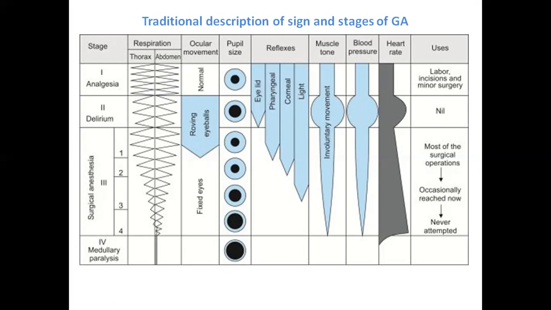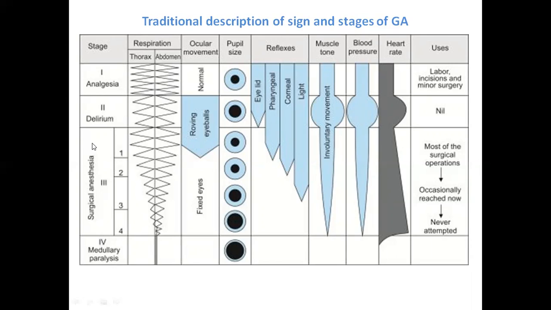After that, stage 2, or we can say the excitement or delirium stage. This period extends from the loss of consciousness through a stage of irregular and spastic breathing to the re-establishment of regular breathing. The eyeballs move in a roving motion and the pupils are dilated. The patient appears excited and may struggle. Efforts are made to reduce the duration and severity of this stage, like using pre-anesthetic medication.